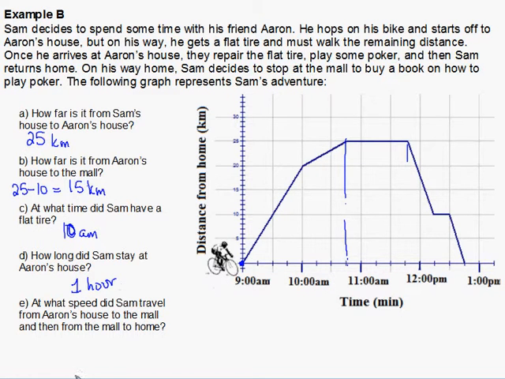And what speed did he travel from Aaron's house to the mall, and then from the mall to home? Okay, so here's Aaron's house to the mall, right? We have gone, let's see, 25 to 10, so 15 kilometers. Okay, and we did that in 30 minutes. So that would be 30 kilometers per hour. And then from the mall to his house, he went 10 kilometers in 15 minutes. So that would be 40 kilometers per hour.